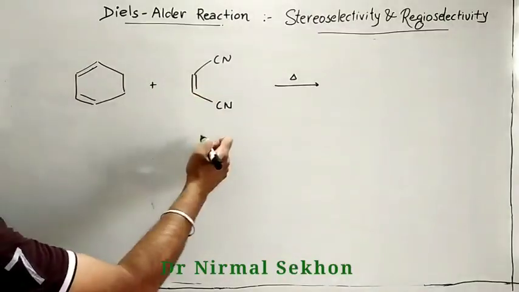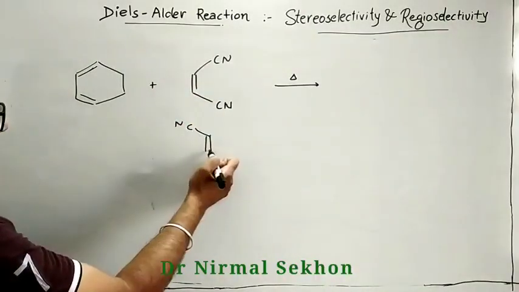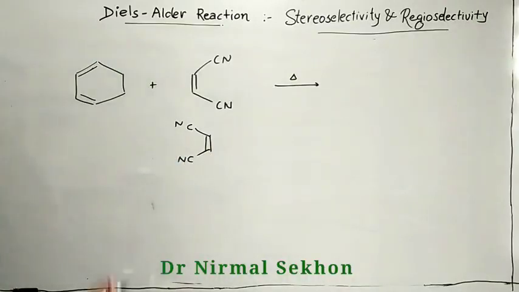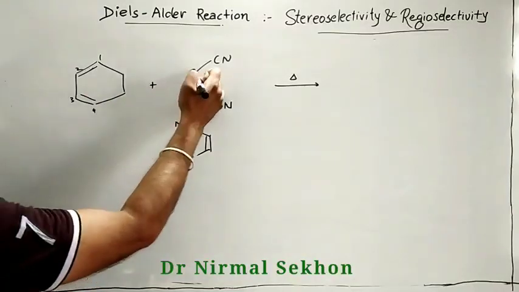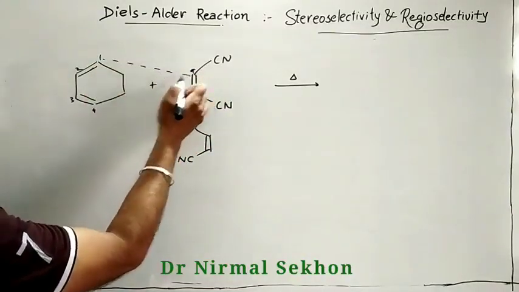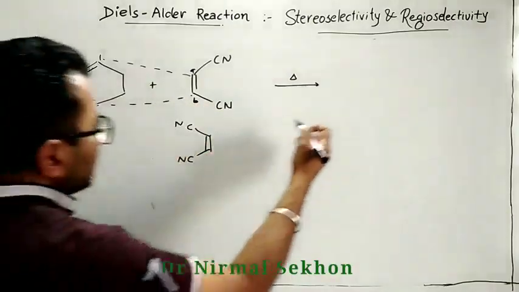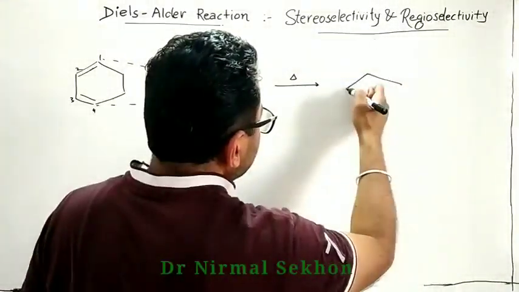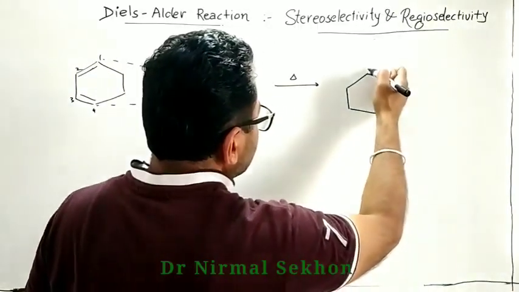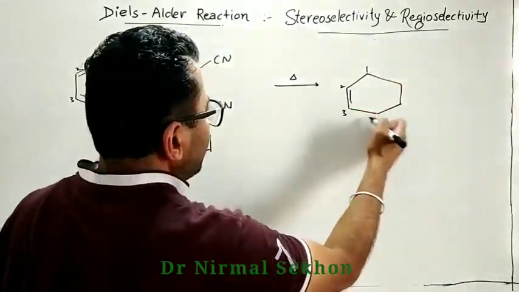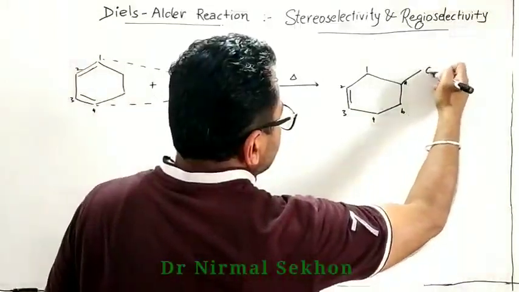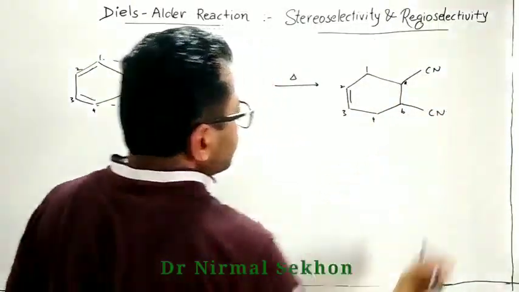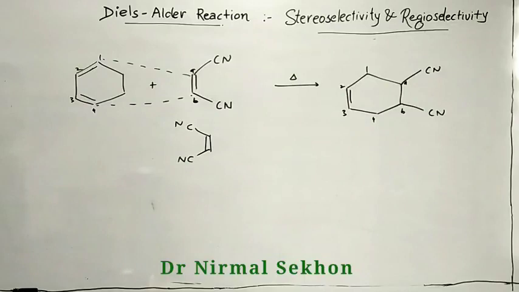Again, this molecule may be like this also. On both sides it may be added to this double bond. So this is 1, 2, 3, 4, and this is your A and B. The bond is formed between 1A and 4B. As usual, we have a cyclohexane having 1, 2, 3, 4, A and B. Which groups are attached to A and B? Both cyano, like this.